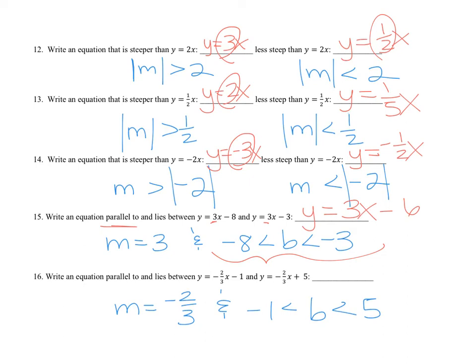For the next one, your slope has to be negative 2/3, and the y-intercept has to be between negative 1 and 5. So I could say like +1. All right?